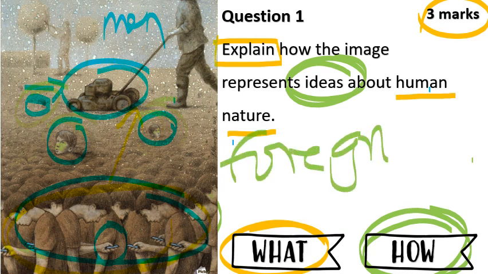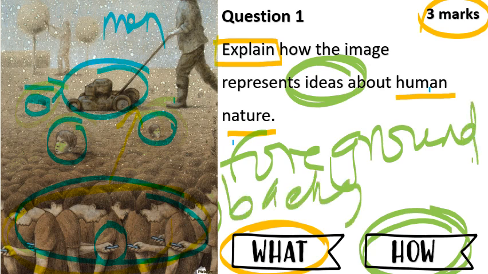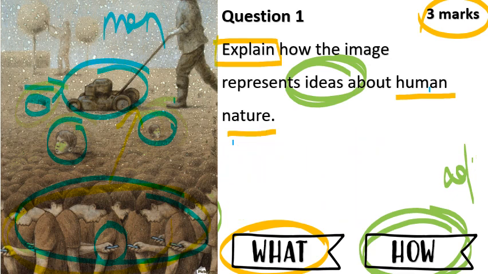So through creating a foreground and a background, there are two things going on. So I might talk about the use of the foreground of the boys being at the front and the background of the men or the adults being at the back. We're seeing a divide. We're seeing a contrast.